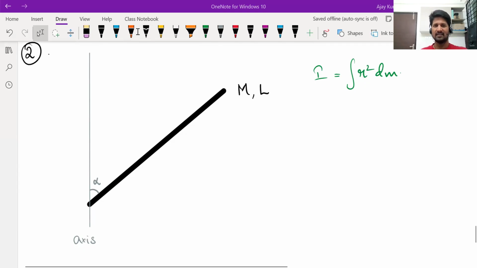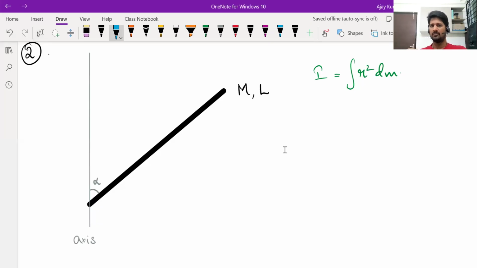Anyone else? What is r here? Distance from where to where? Like in M1 R1 square, what does R1 mean? The distance between the axis and the rod. You can't take the entire rod, no? A particle. Particle. Okay. Like M1 R1 square plus M2 R2 square, so on.